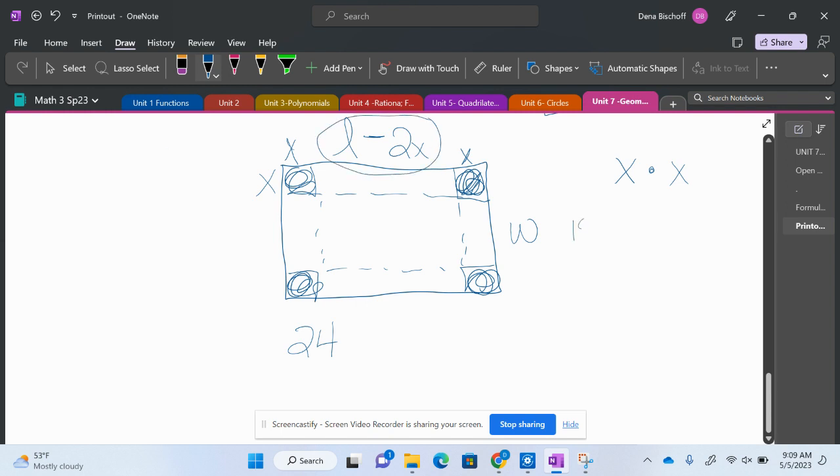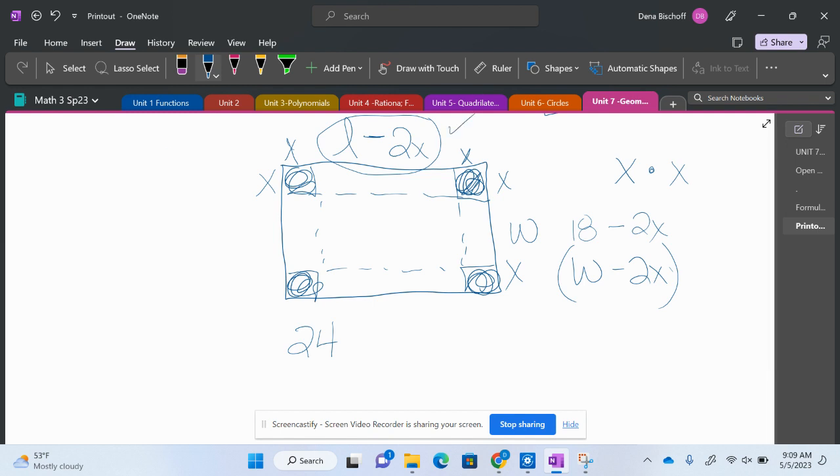It started with a width of 18, but we still take 2X off, so 18 minus 2X. That means my width minus 2X is a formula that represents the width of my box. This represents the length. And then what was my height? Well, remember, my height was just X.